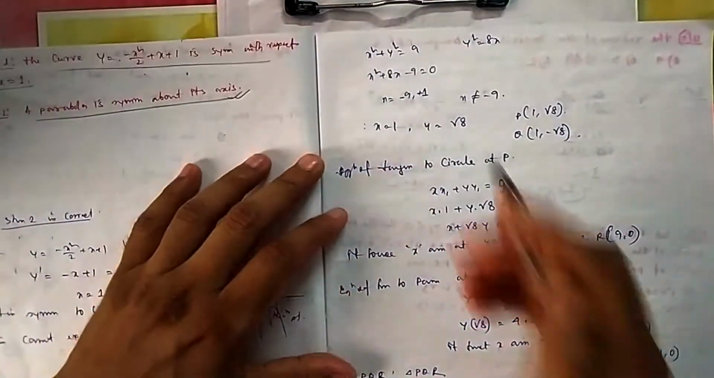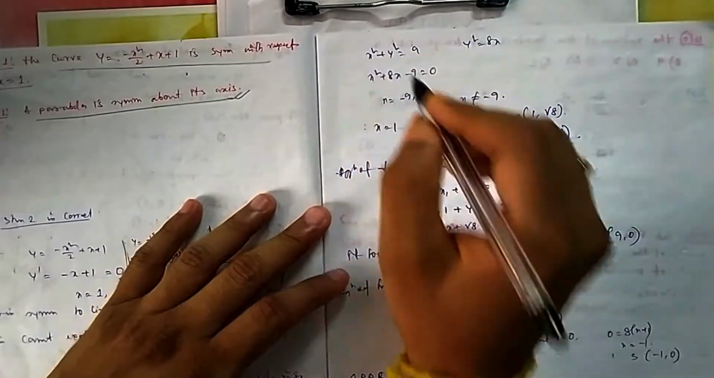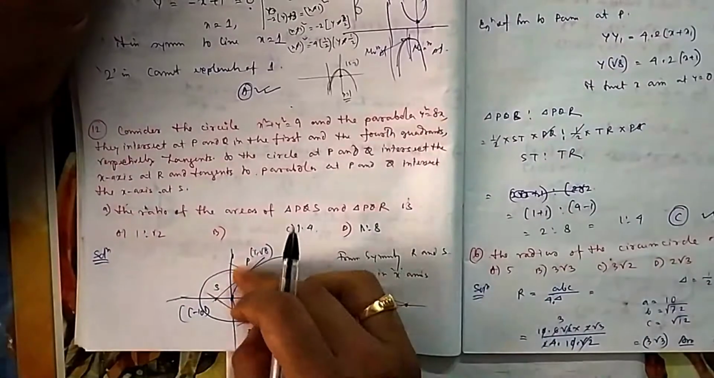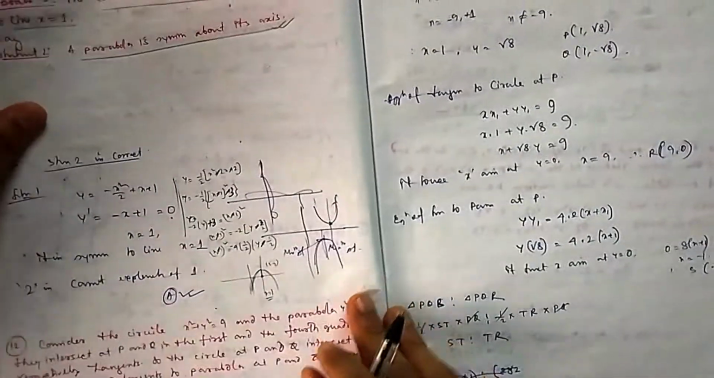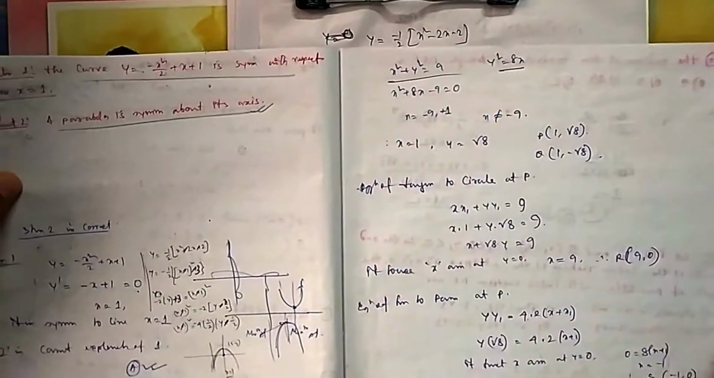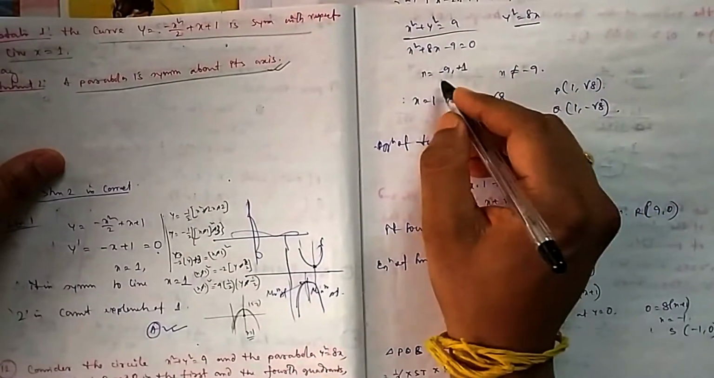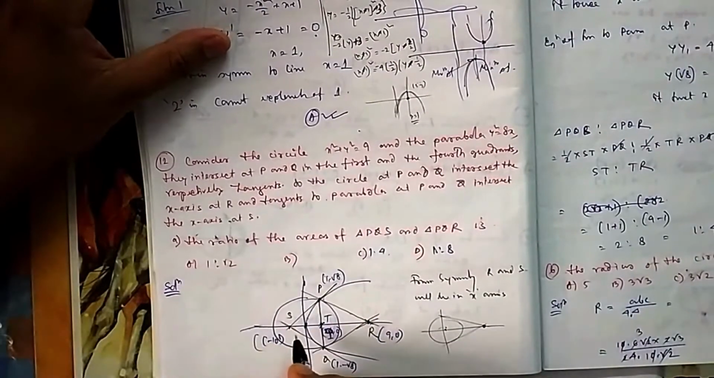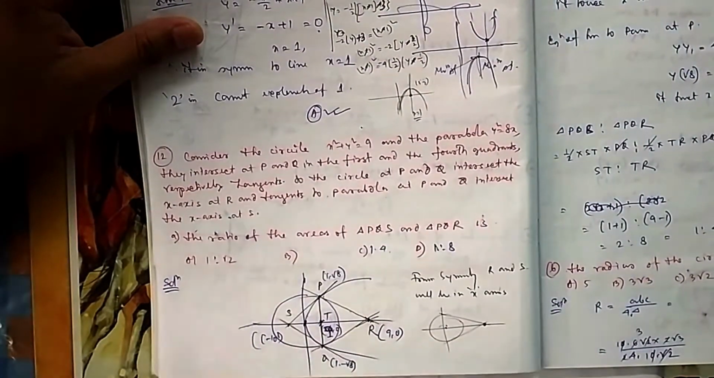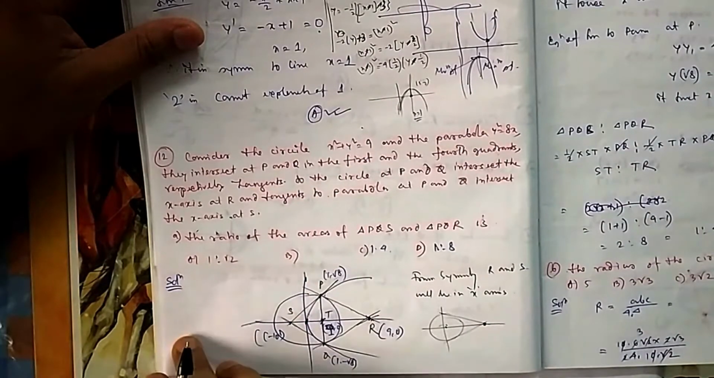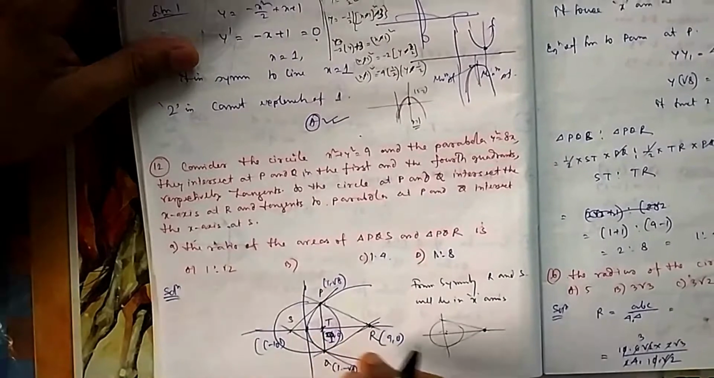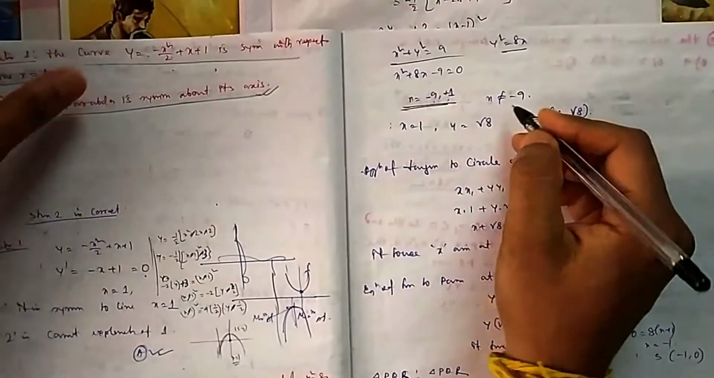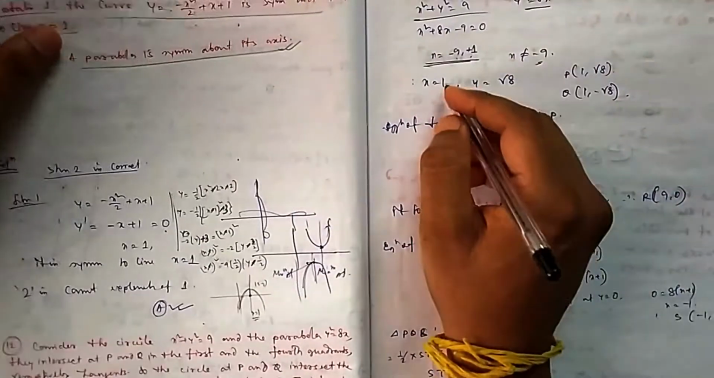Now let us solve and find P and Q, these 2 points, because the curves are intersecting. So let us solve these 2 equations. If you put 8x in place of y square, you will get x equal to minus 9 and 1. Obviously x equal to minus 9 cannot come into the picture, because the radius itself is 3, so minus 9 would be somewhere far behind. So this is not the answer, so obviously x equal to 1.